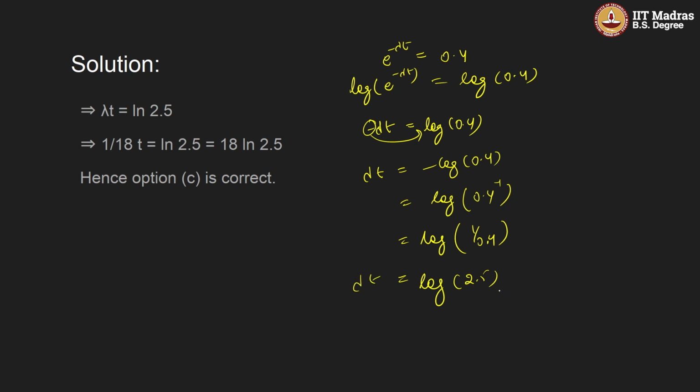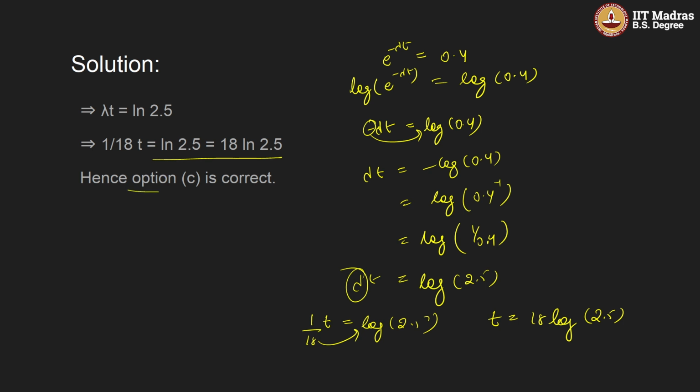Now here the value of lambda was 1 by 18. So we put the value of lambda here, that is 1 by 18 into t equals log 2.5. Now 18 will come here. So t will be equal to 18 into log 2.5. Okay. So option C is the correct option.